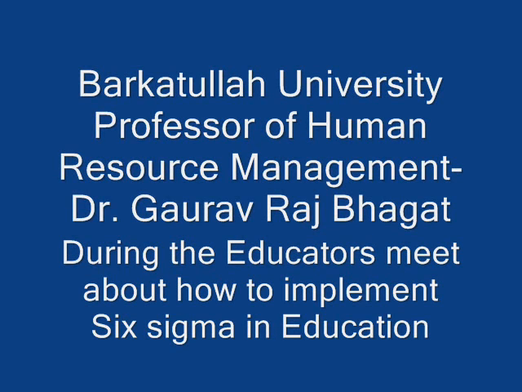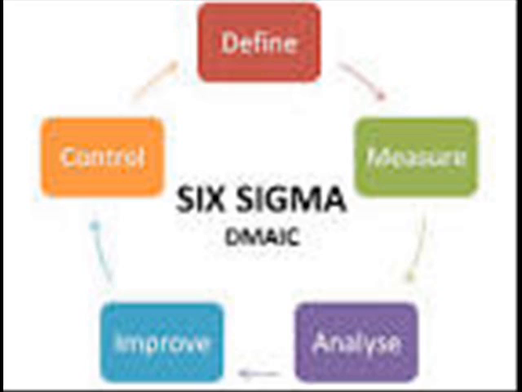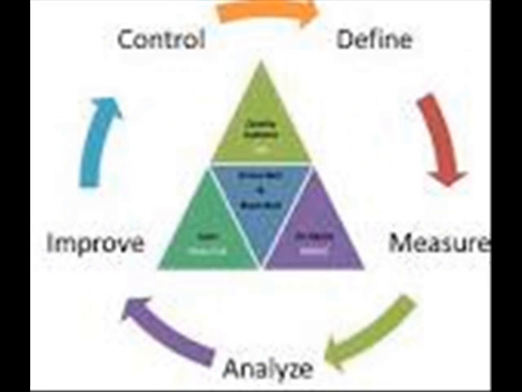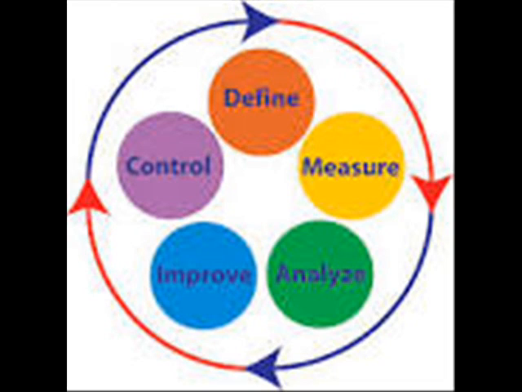Six Sigma can be very well implemented in the educational industry, and the methodology by which it can be implemented is popularly known throughout the world as the DMAIC model, where D stands for define, M stands for measure, A stands for analyze, I stands for improve, and C stands for control.